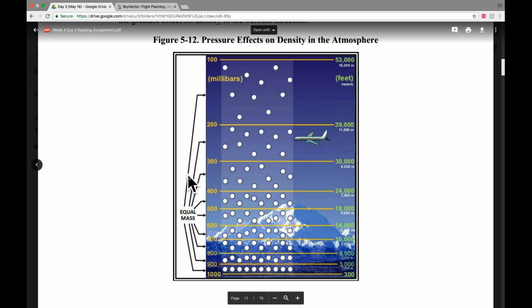The gases that make up our atmosphere are 78% nitrogen, 21% oxygen. That is going to remain the same at any given altitude. Right? What changes is the amount of space between the molecules.